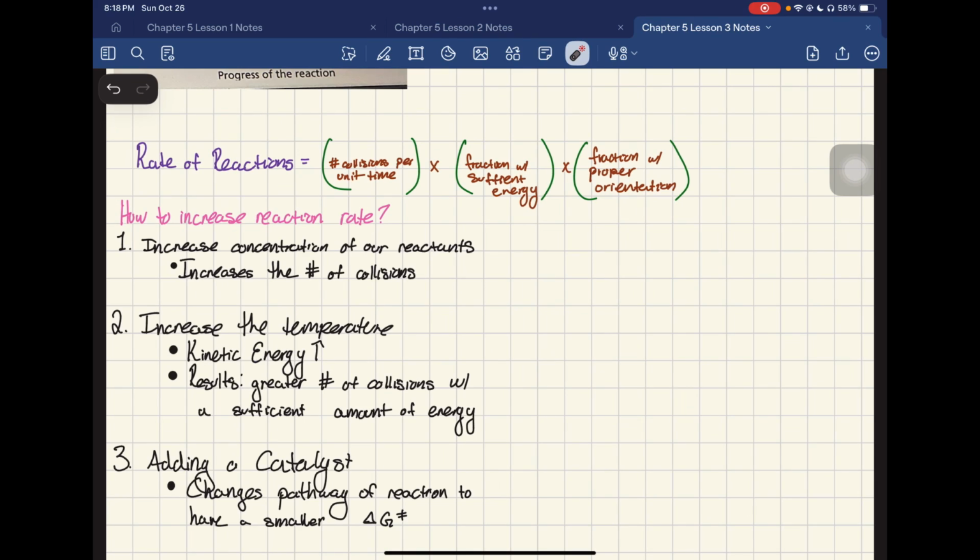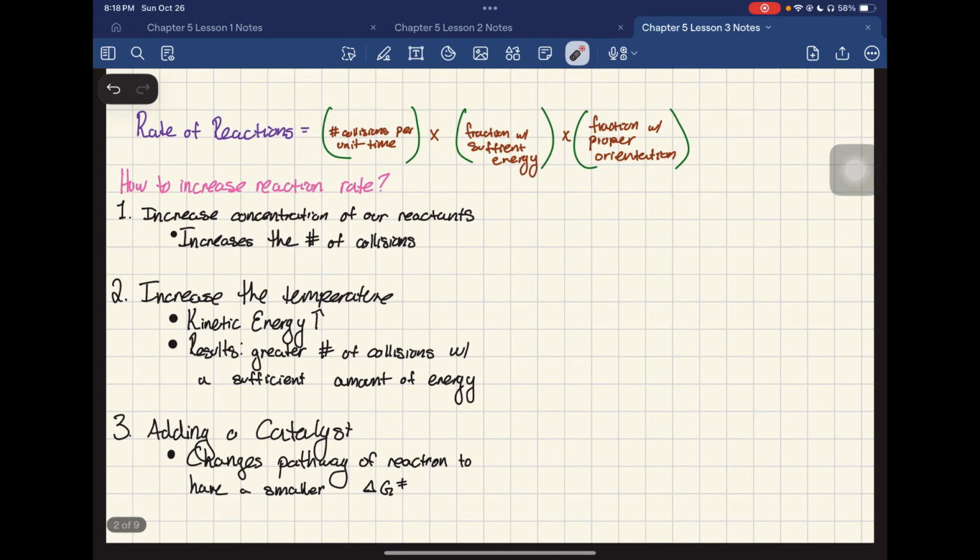So rate of reaction is going to be number of collisions per unit time multiplied by the fraction with sufficient energy multiplied by the fraction with proper orientation. So how do we increase reaction rate, right? We can increase the concentration of our reactants, which increases the number of collisions. We can increase the temperature, which increases kinetic energy, and the result is a greater number of collisions with a sufficient amount of energy. Adding a catalyst as well changes the pathway of a reaction to have a smaller delta G plus.